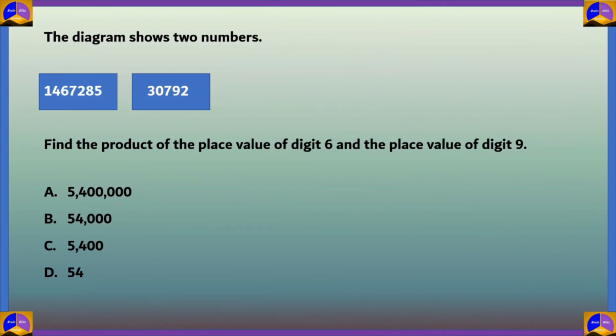Let's move on to the last question of the day. The diagram shows two numbers. Find the product of the place value of digit 6 and the place value of digit 9. Option A, 5,400,000. Option B, 54,000. Option C, 5,400. Option D, 54. Now, the given numbers are 1467285 and 30792. Let's write these numbers with the commas inserted by the rule of the International System of Numeration. So 1,467,285 and 30,792.